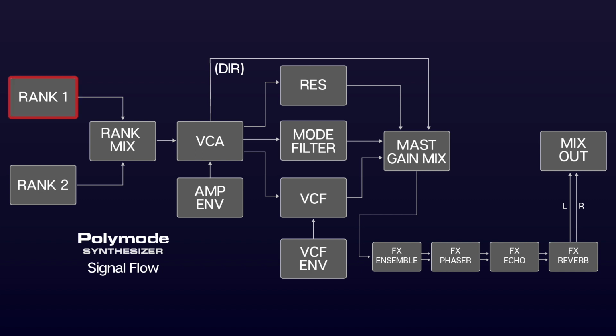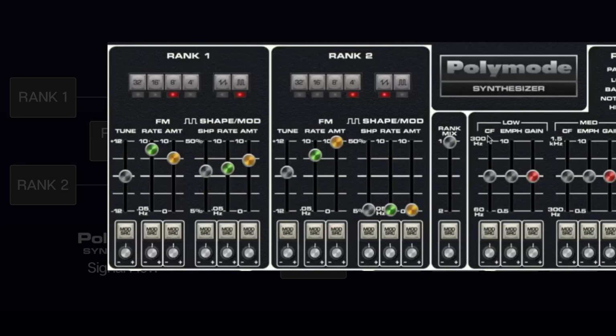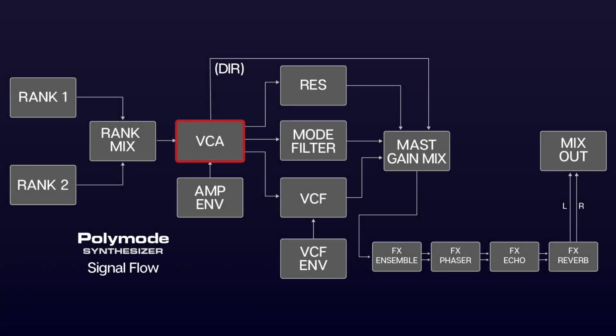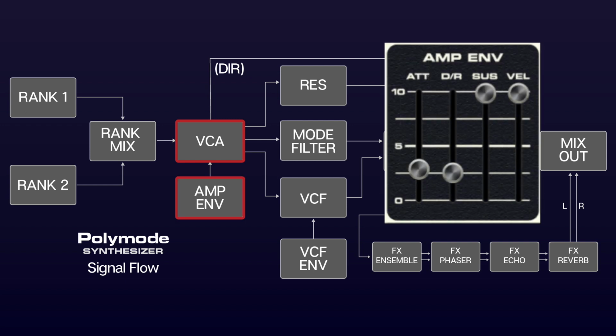It starts with two polyphonic oscillator ranks. These are combined in the rank mix section. In Polymode, the oscillator mix is controlled by the rank mix slider. From here, the signal goes to the VCA, which acts as an automated volume control for each note played, with the amplitude curve independently shaped for each note played via the controls in the Amplitude Envelope section.